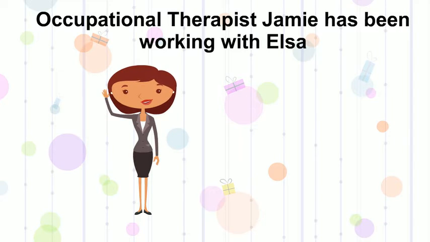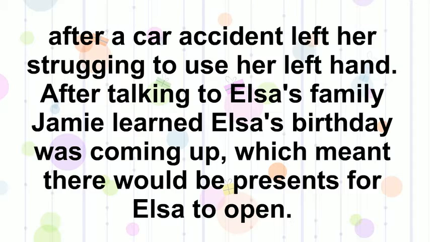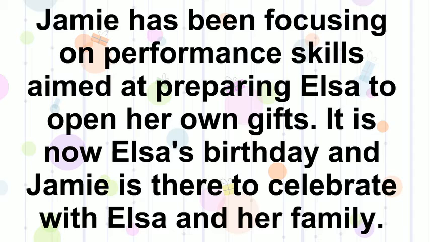Occupational therapist Jamie has been working with Elsa after a car accident left her struggling to use her left hand. After talking to Elsa's family, Jamie learned Elsa's birthday was coming up, which meant there would be presents for Elsa to open. Jamie has been focusing on performance skills aimed at preparing Elsa to open her own gifts. It is now Elsa's birthday, and Jamie is there to celebrate with Elsa and her family.